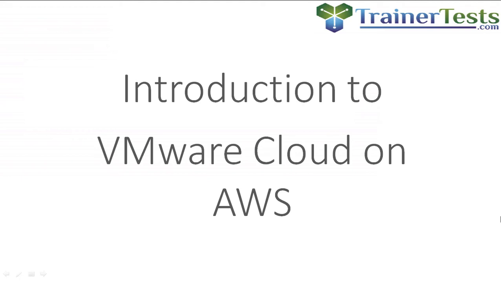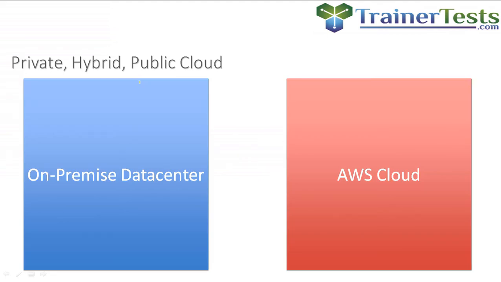In this video, I'll provide an introduction to VMware Cloud on AWS. So let's start with this concept of public, private, and hybrid deployment. Many of you are probably familiar with the traditional on-premise data center. This is an environment in which you've got your own physical servers, you've got your own storage systems and networking systems, and everything is physically located on-premise in your own data center.